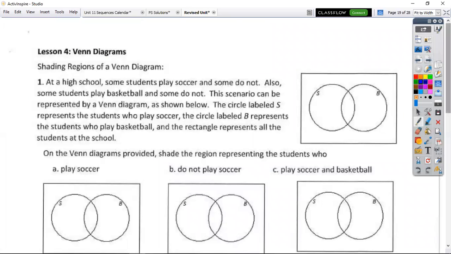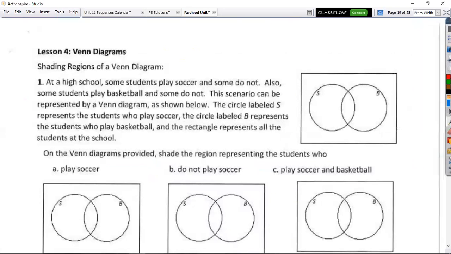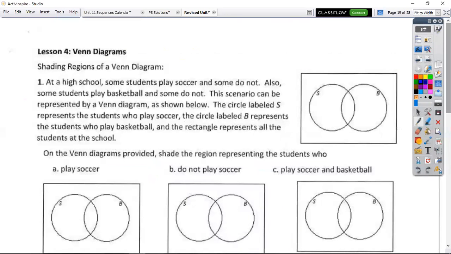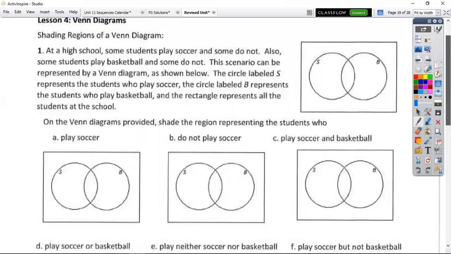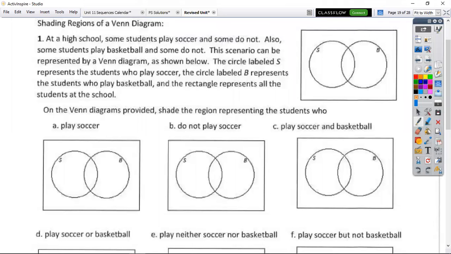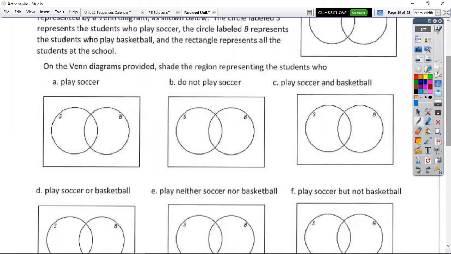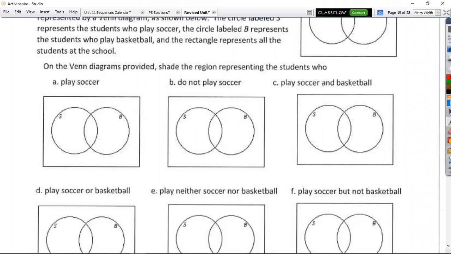All right, so here is a nice Venn diagram. It says at a high school, some students play soccer and some do not. Some students play basketball and some do not. Scenarios modeled by a Venn diagram. The circle labeled S represents students who play soccer, B is basketball. So first, we are going to color, again, nice and quick, the shaded region representing students who play soccer. How am I going to do that?